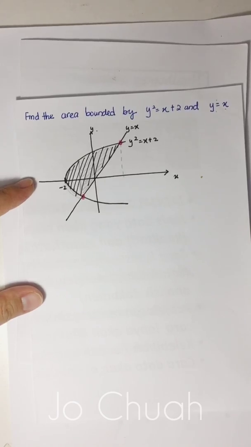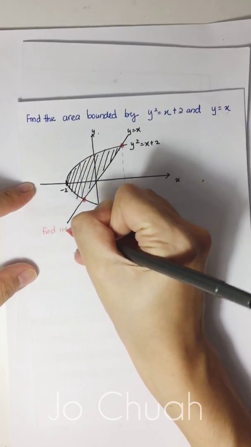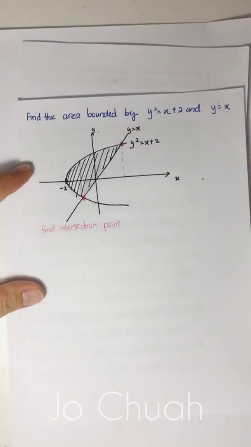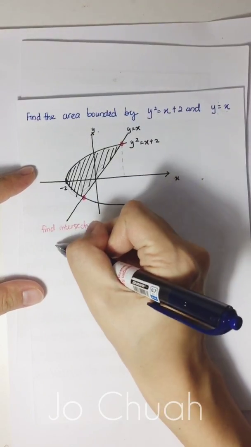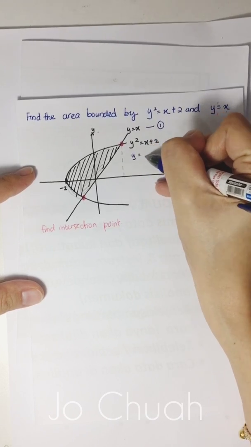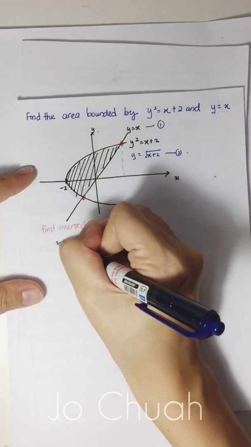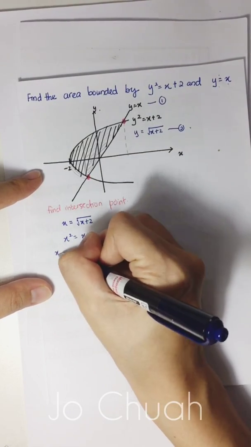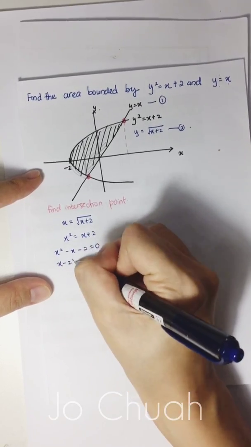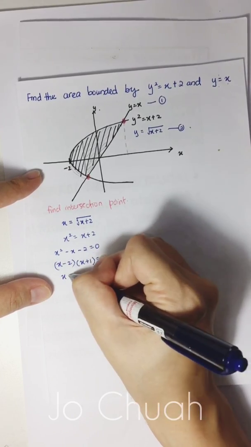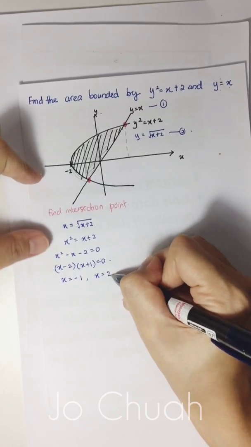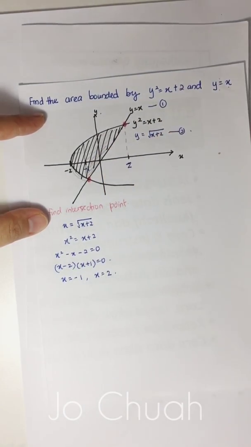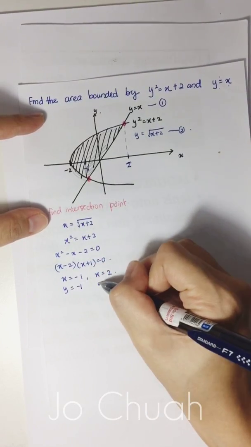Alright? So first we have to find the intersection point in order for us to continue. Can you still remember how to find the intersection point? It's by equating both equations. So the first one is this one, and the second one is y equals square root of x plus 2, and you equate both of them. So x squared equals x plus 2, x squared minus x minus 2 equals 0, (x minus 2)(x plus 1) equals 0. So x equals -1 and x equals 2. This point is -1, and this point is 2. But since y equals x, y equals -1 and y equals 2.